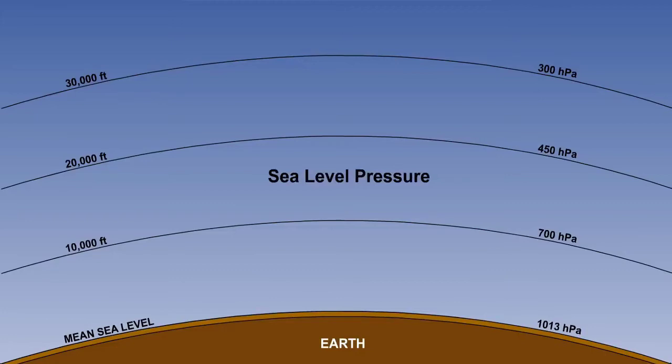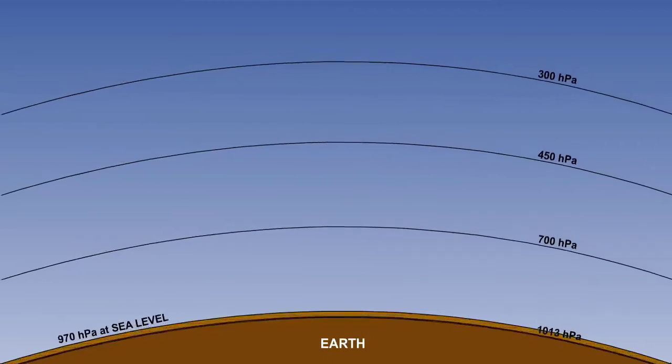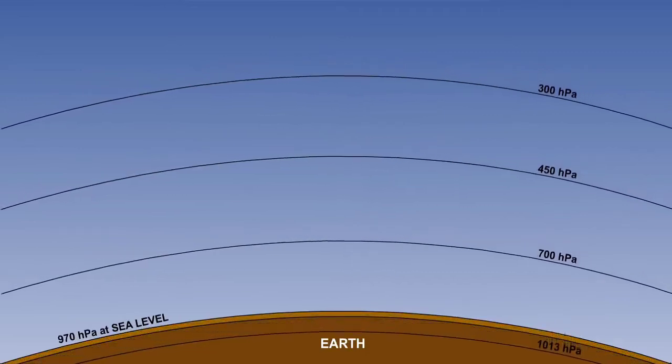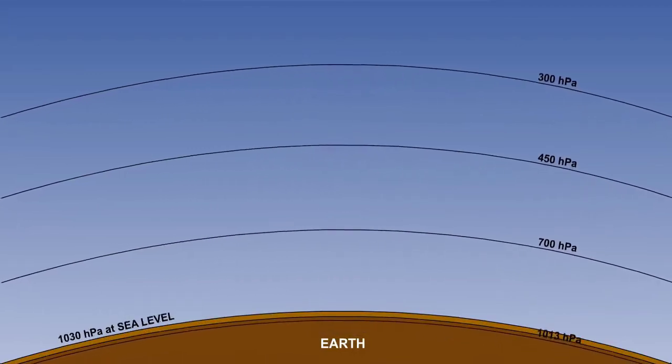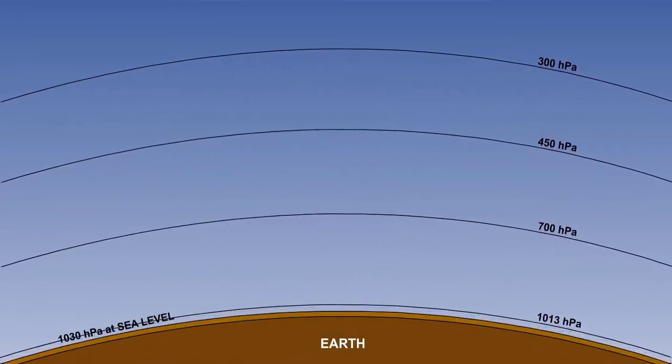Firstly, even if the temperature distribution as you climbed were precisely as specified in ISA, the sea level pressure might not be 1013 hectopascals. Sea level pressure usually varies between about 950 and 1050 hectopascals, and is seldom the same from day to day. It often changes from hour to hour. So, if the sea level pressure were, say, 970, all the contour lines would move down together like this. And if it were higher than 1013, they would all move together upwards like this.